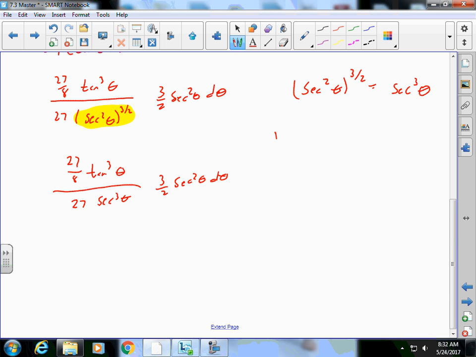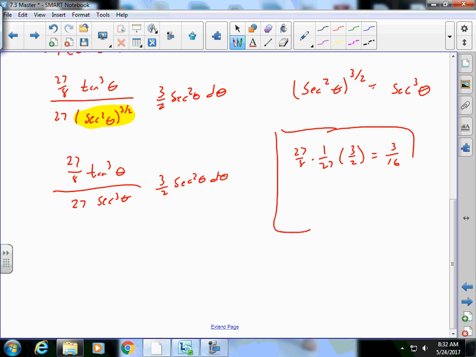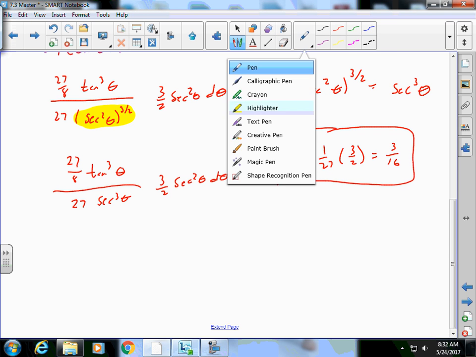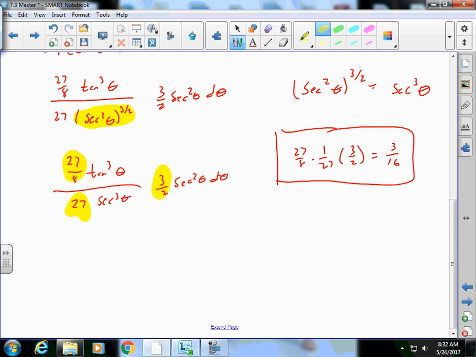Before I start canceling out, a little side note here, I have a 27 over 8. I need to multiply by 1 over 27, and I also need to multiply by 3 halves, which is equal to 3 over 16. That's taking care of all the constants that we have in this problem. So all I did was take this, this, and this, and now I'm going to replace it with this, 3/16. So I have 3/16 on the outside.